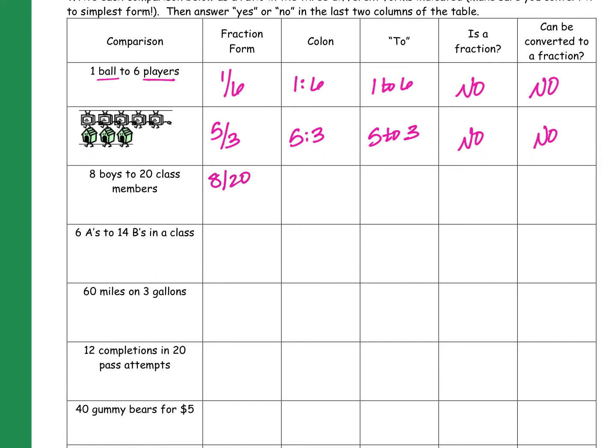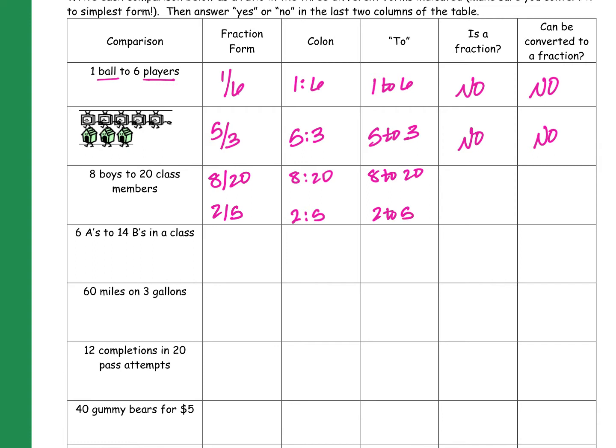8/20. Now, can I simplify that one? Yes. To what? 2/5. So now I'm just going to go across here and write them both down, right? So I can have 8 to 20 or 2 to 5. By the way, the colon, and how I say it, is 8 to 20. It's said the same way as with the word "to" in there. 2 to 5. It's just written out.